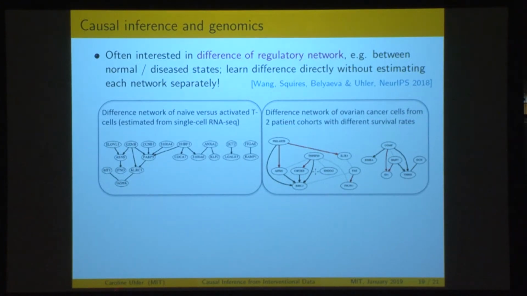And so what we did a lot in recent years is try to come up with, using the kind of methodology that we developed before, a way to do what people in applications really care about. So how can we, for example, directly learn a difference of graphs?